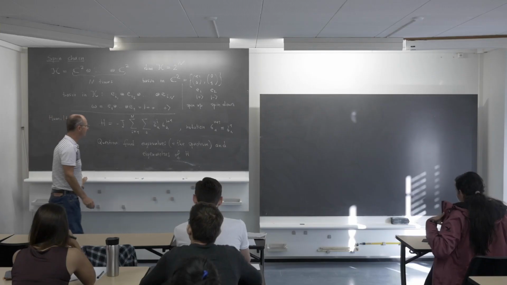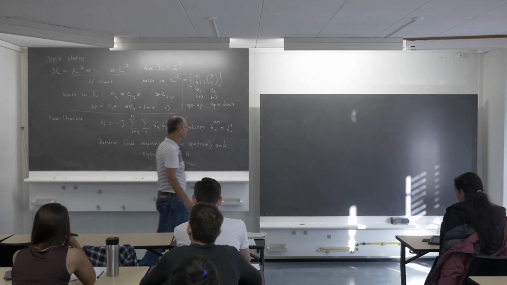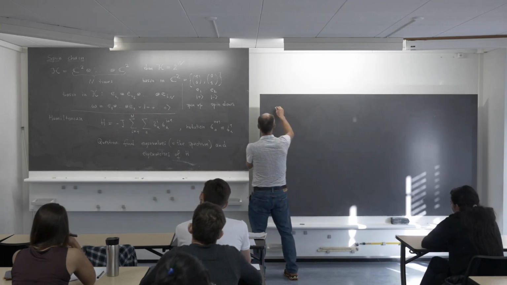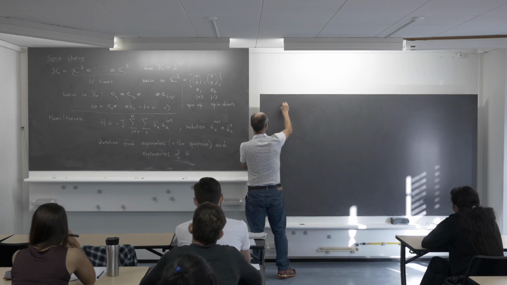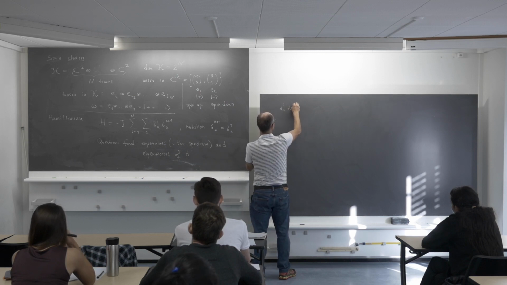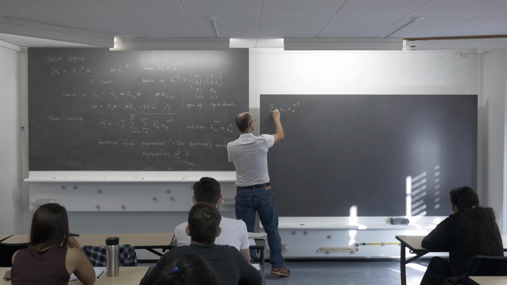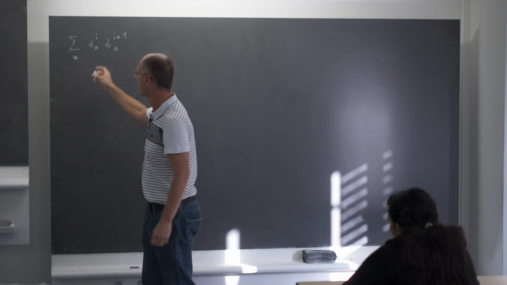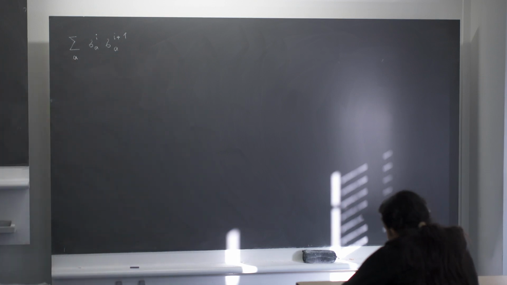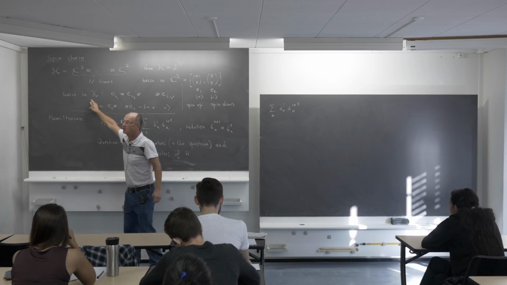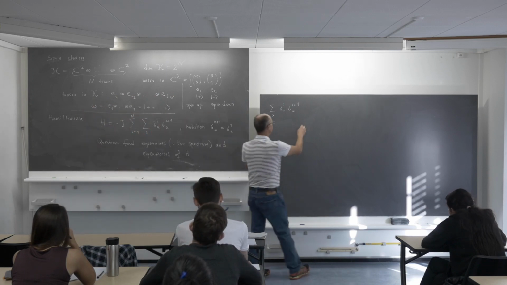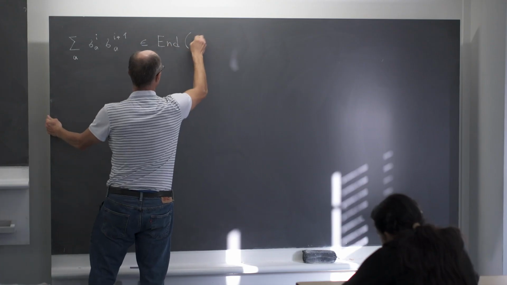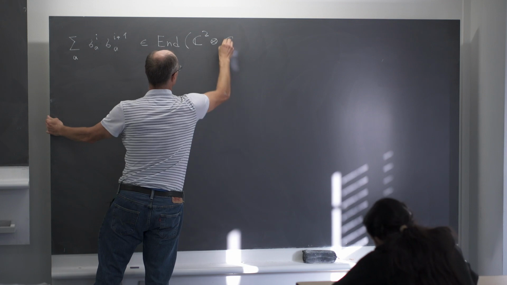Maybe let's spend 1 minute on discussing this Hamiltonian. Let's consider just one term. These are sigma matrices acting on two neighboring sites. Of course, this is now an operator acting on this whole space H. But let's think for a second about it as an element of endomorphisms of C2 tensor C2.